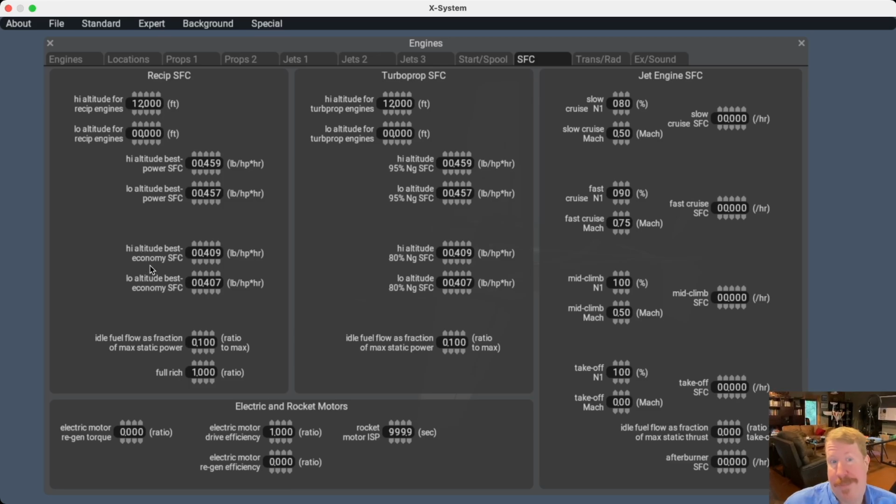Because these engines, if they're at higher altitude, they have less air. And if they have less air, they make less power. But they also burn less fuel. The two counteract. The efficiency remains basically unchanged.